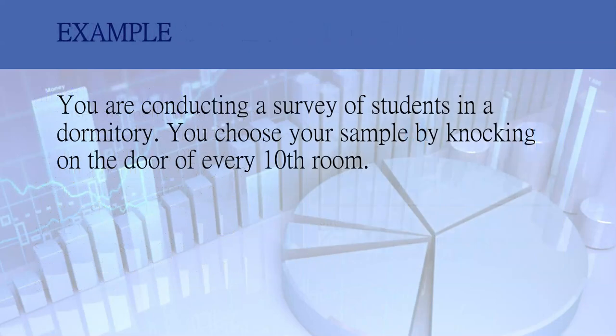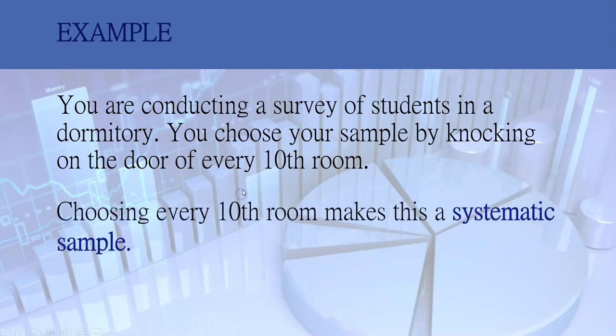So you are conducting a survey of students in a dormitory, and you choose your sample by knocking on the door of every 10th room. They want to know what type of sampling is being done here. Since it's every 10th room, that makes it systematic.